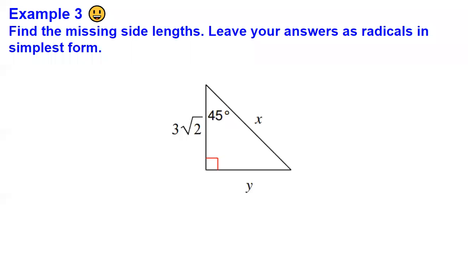Who wants to help me out with the value of y? Miriam, what did you get? 3 square roots of 2. The reason being is because we have an isosceles triangle and we have our legs congruent to each other. Therefore, this is also 3 square roots of 2. Raise your hand if you got that. Awesome.